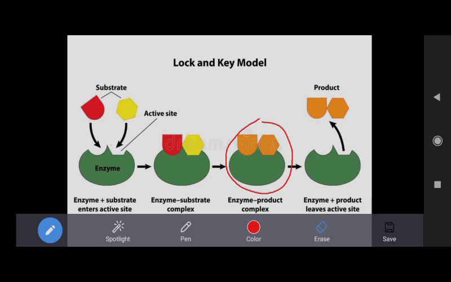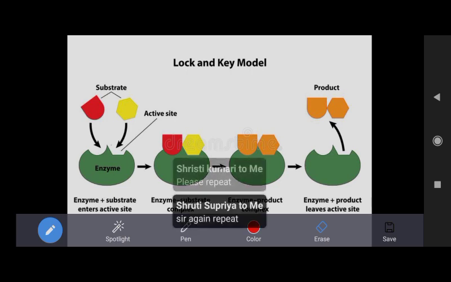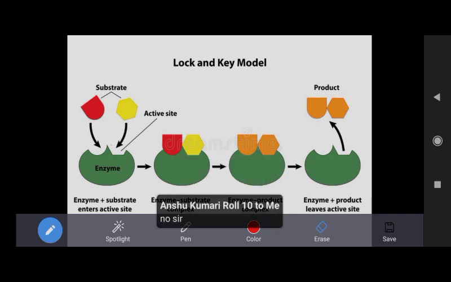Any queries from your side regarding the lock and key hypothesis? Then you can share your doubts. Any doubt in lock and key hypothesis? Okay, I again repeat the whole mechanism. Some of you have said no doubt. Some of you have said to repeat, no problem.